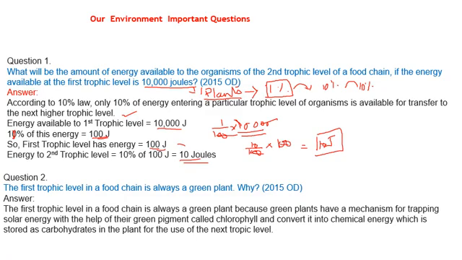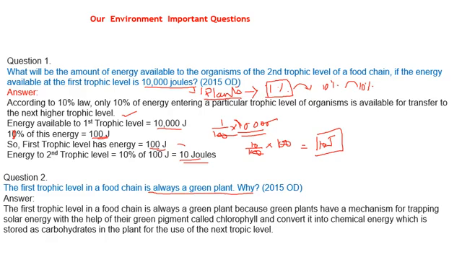Question number 2, why is the first trophic level in a food chain always a green plant? Because green plant is a source of food. Green plants are the only organisms which produce their food, and that food is further utilized by the other animals. Green plants, as autotrophs, produce their food and give that energy in the form of a chemical that we consume, heterotrophs, right? So that is why green plant is always on the first trophic level.